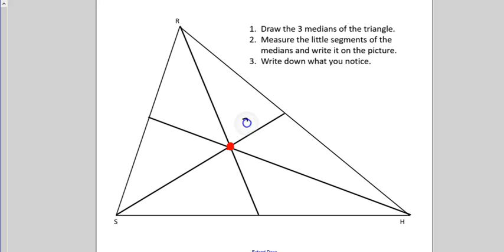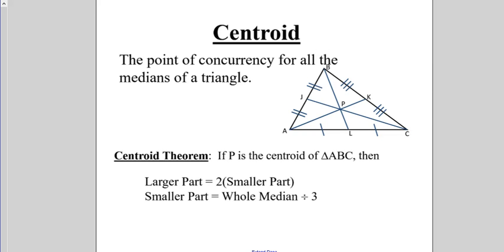I'm going to say that this is 3 inches, and this is 4 inches, and this is 5 inches. And if you measured, this would be 6, this would be 10, this would be 8. So, if you want to just copy this down instead of measuring your paper, that's what we're going to go with. So, if you notice, the bigger piece of each segment is twice the smaller piece. So, the centroid is that point in the middle, that red dot I put, where they all meet. So P right here in the middle is the centroid.